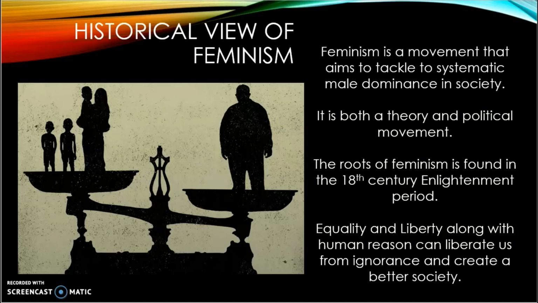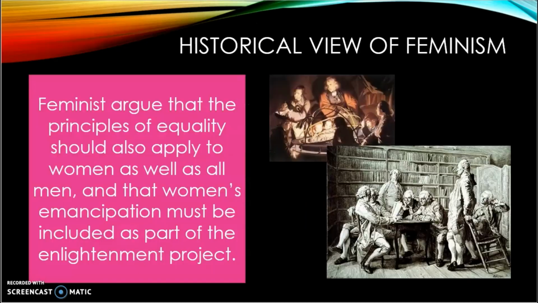Now, what is the Enlightenment period? This is the belief that equality and liberty, along with reason and rationality, can liberate us from ignorance and create a better society. Both Durkheim and Marx held this view. They were also part of the Enlightenment period, believing that their research could improve society. Feminists would argue that the principles of equality should also apply to women as well as men, and that women's emancipation must be included as part of this Enlightenment project.